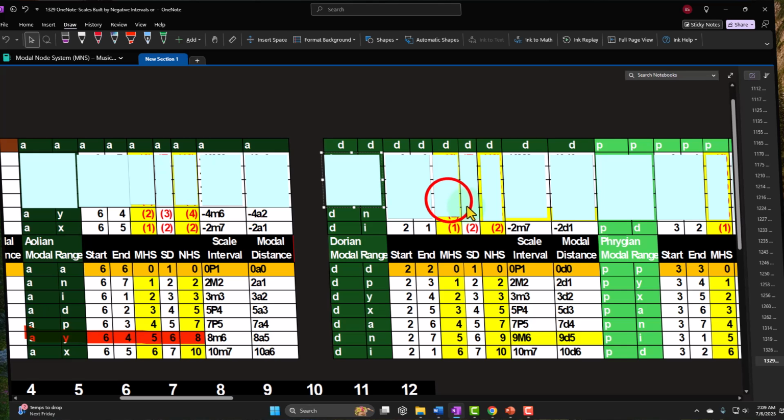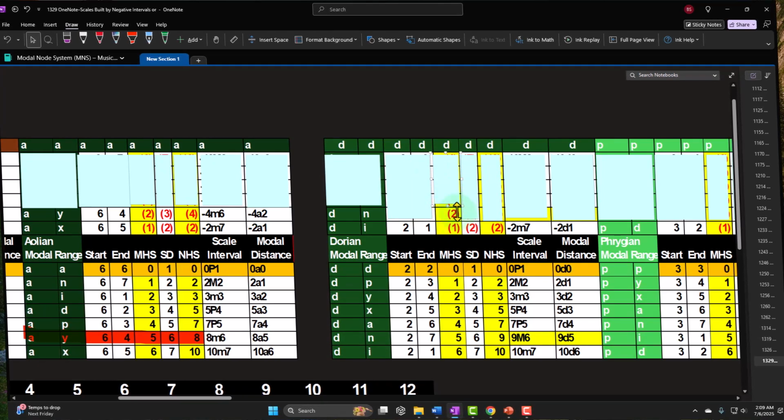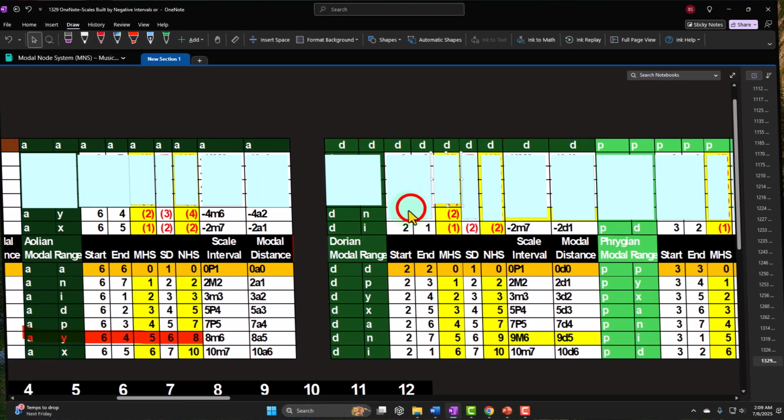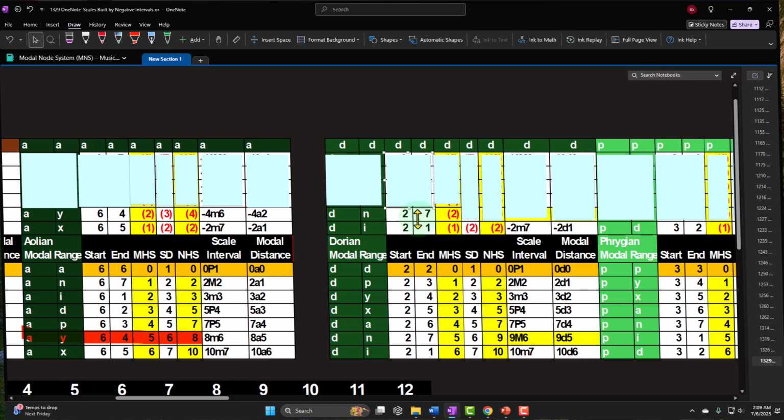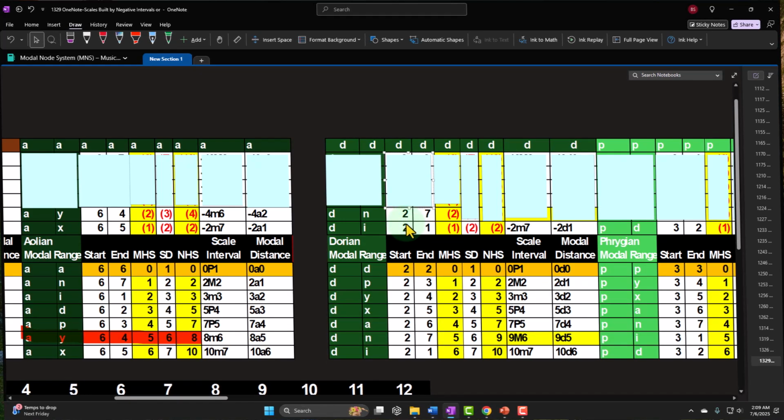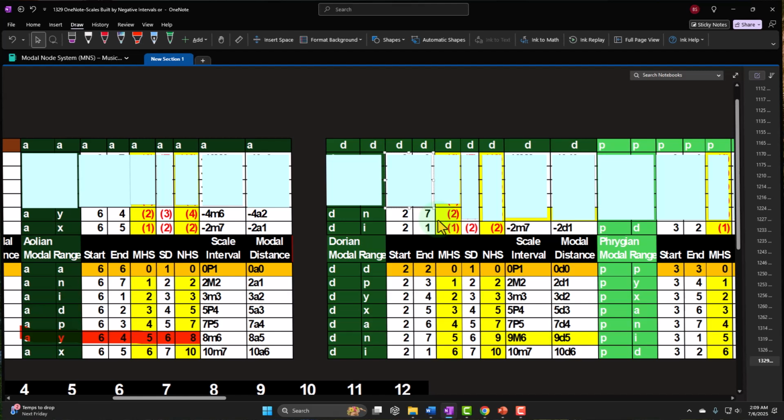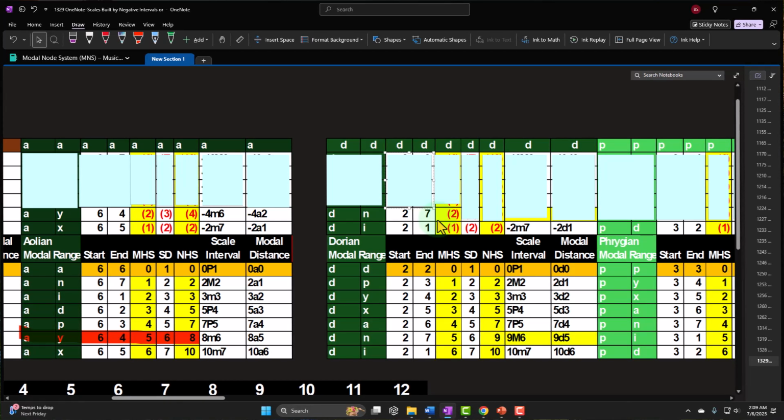All right, so if we're on the Dorian and we go back 2, then we're going to land on the Locrian. It's a 2-7 modal range going counterclockwise. Why? Because the Dorian is 2, and 2 minus 2 gets us backwards to the 7, because it goes 1 and then back to 7. So it's a 2-7 modal range going counterclockwise.